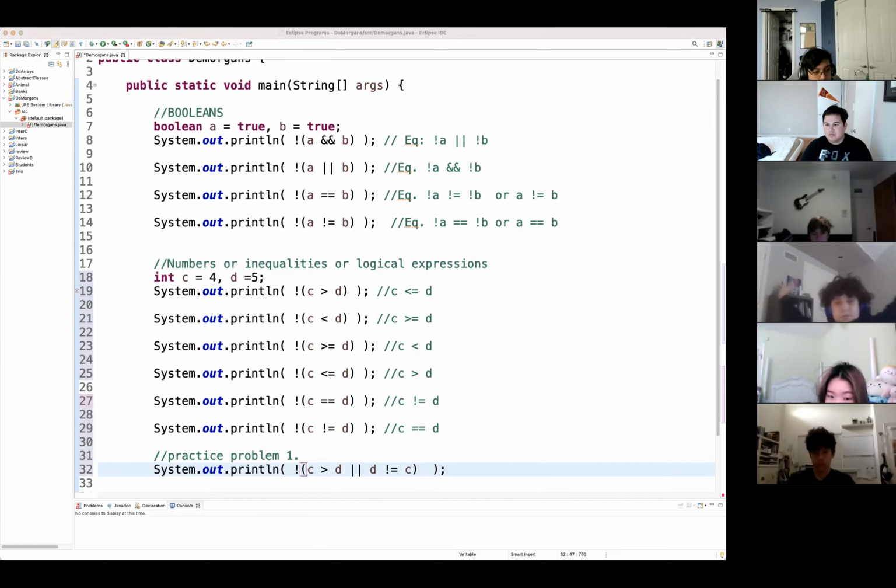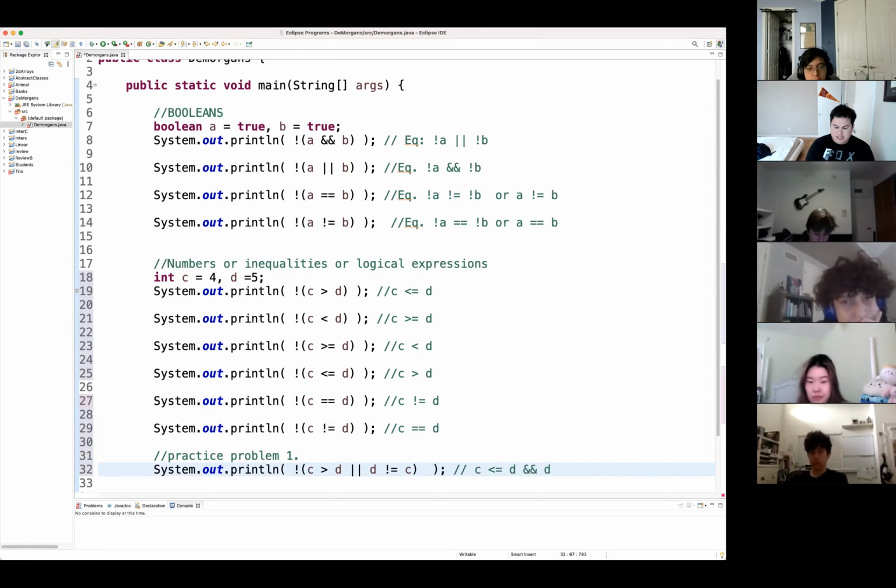Would it be C is less than or equal to D, or D is equal to C? Close. It's C is less than or equal to D and D is equal to C. Bingo. The answer is C is less than or equal to D, and you forgot to flip the or. D is equal to C. How many of you got that? Not too difficult, right? Good.